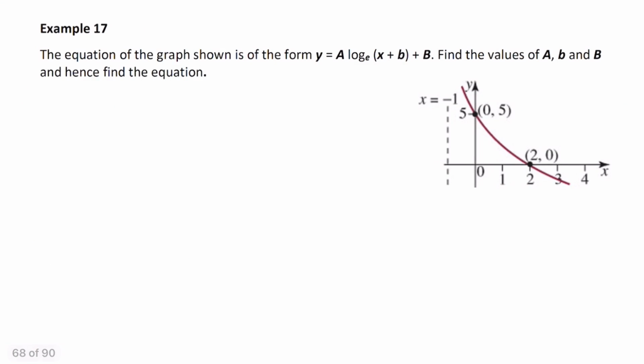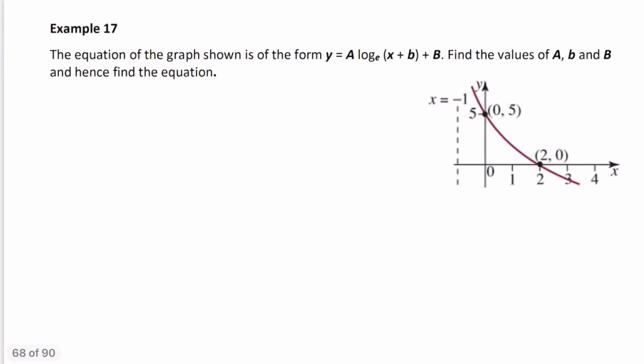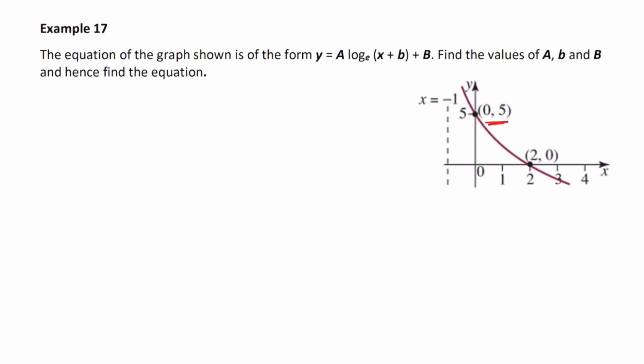Example 17. The equation of the graph shown is of the form y equals a log e x plus b plus capital B. Find the values of a, b, and capital B, and hence find the equation. So once again, I have three unknowns and I need 3 points. Now you can see I've only got 2 points this time, but I do actually have some extra information, which is an asymptote.